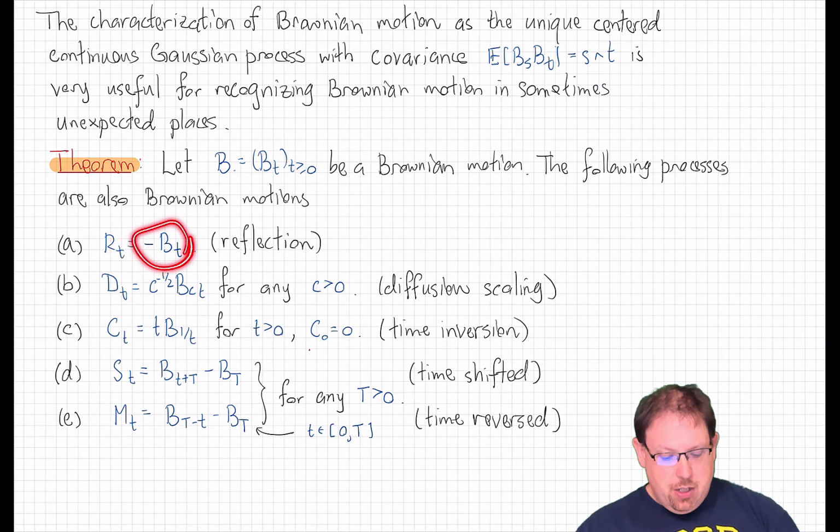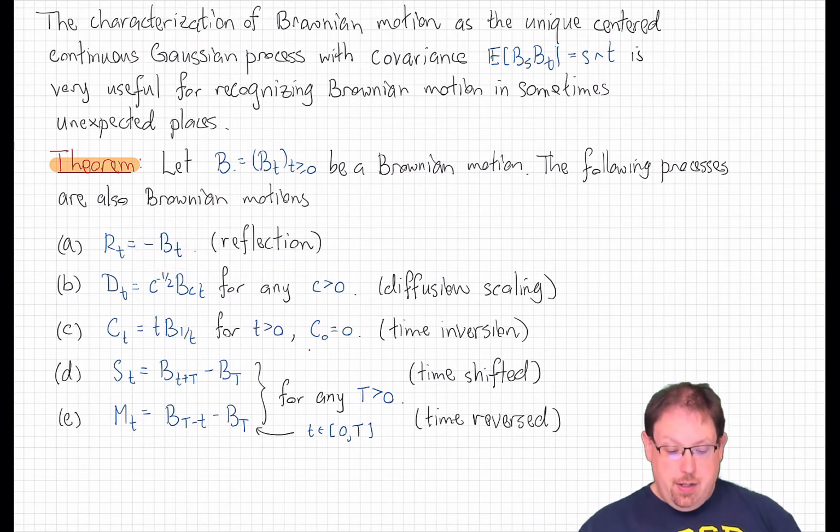The negation of Brownian motion, sometimes called reflected Brownian motion, is its own Brownian motion. We'll soon see that reflected Brownian motion can be more general. We can do these reflections at a sequence of random times, stitching together. We can also do what's called the diffusion scaling of Brownian motion: rescale time by some positive parameter c, and then rescale space by c to the minus 1/2.